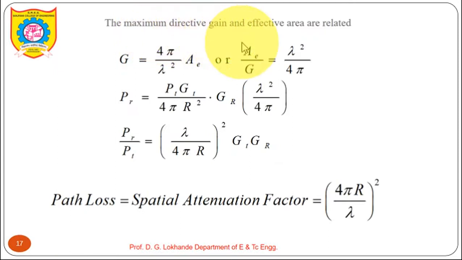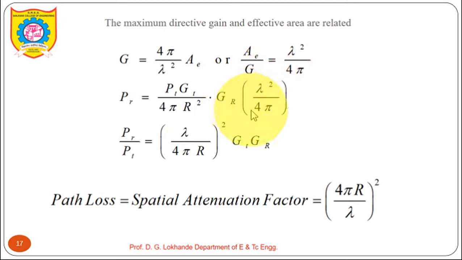Now the maximum directive gain and effective area are related with the aperture. So gain is equal to 4 pi upon lambda square times Ae, or Ae upon G is equal to lambda square upon 4 pi. If you put all these values in the above equations, we get the final equation of received power: Pr is equal to transmitted power Pt into transmitting antenna gain Gt upon 4 pi r square, where r is the distance between transmitter and receiver, into GR, the receiving antenna gain, into (lambda square upon 4 pi). Here is the final equation, which is the most important equation for solving problems.